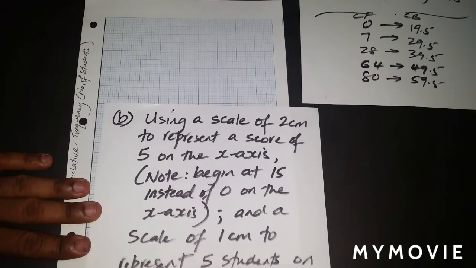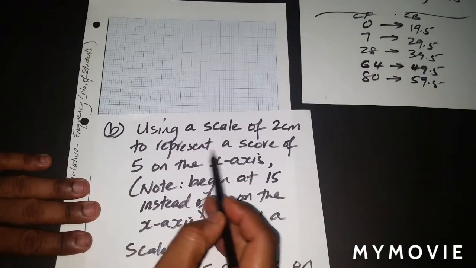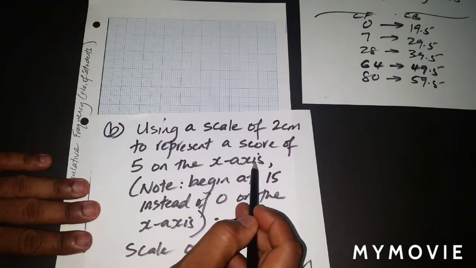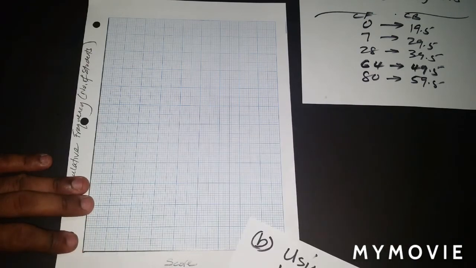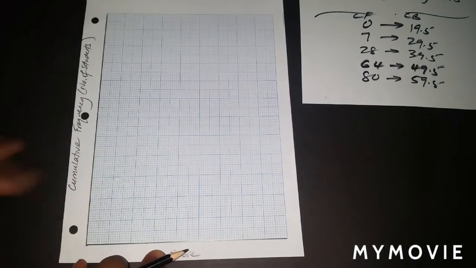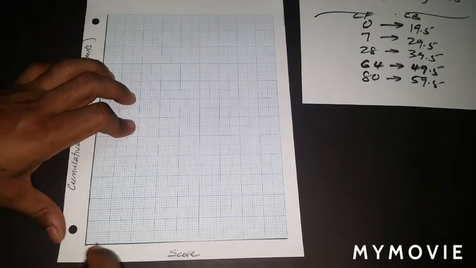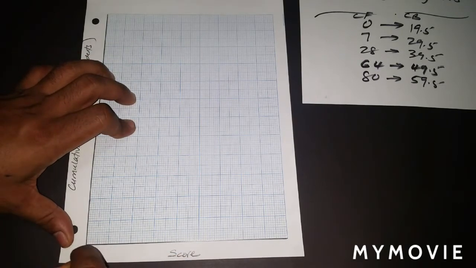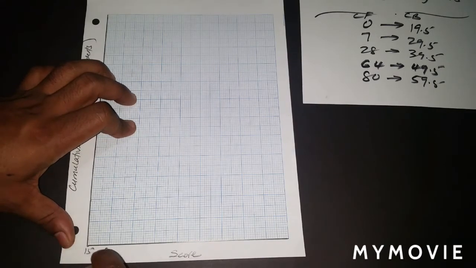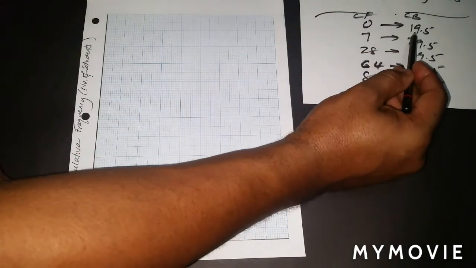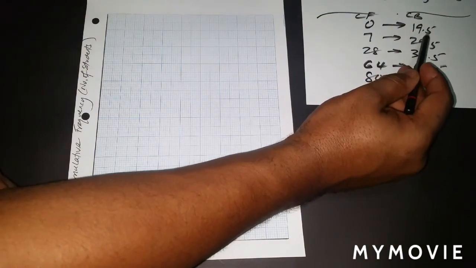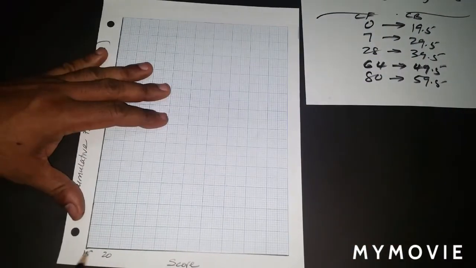So it says here, using a scale of 2 centimeters to represent a score of 5 on the x-axis. And it says also begin at 15 instead of 0 on the x-axis. So the x-axis here, we're actually going to begin at 15. So 15, and for every 2 centimeters, remember this is 1. So every 2 centimeters we're going up by a score of 5. So this is 15, 20, and you can see clearly that it would trap the first reading of 19.5 because we could easily find 19.5 here.